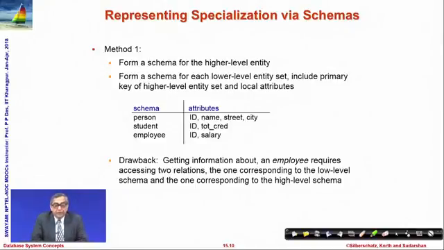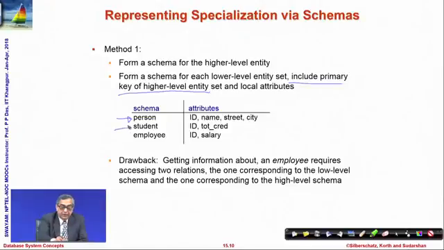Let us look at how we represent this information in the relational schema, because as we have seen, whenever we have an ER diagram, it is important to find out what is the relational schema that will correspond to that ER diagram or ER model. So, here we could do this in 2 ways. One that we are showing here is to form a schema for the higher level entity. So, form a schema for the person, as you can see here, that person is described in terms of 4 attributes, and then form a schema for each of the lower level entity sets, where you include the primary key of the higher level entity set.